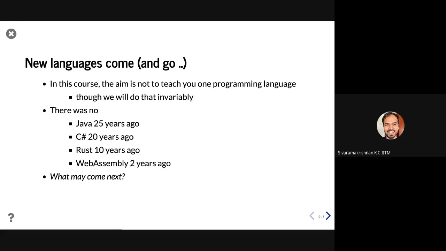But that shouldn't stop you from exploring the languages that we teach you in this course to the full extent, right? So don't always compare. Okay, I can do this nicely in Python. Why am I doing this in this weird way in this other language, right? That's not the point.